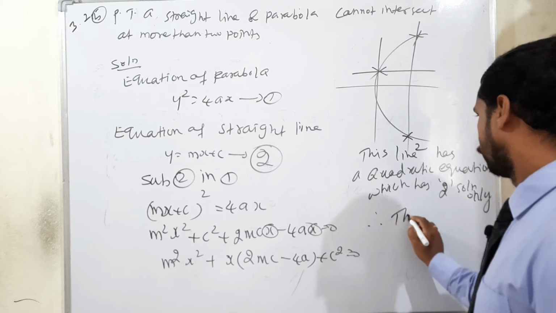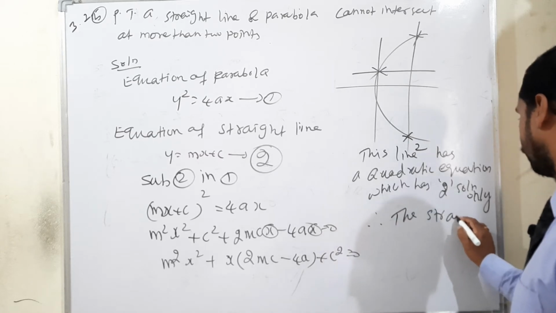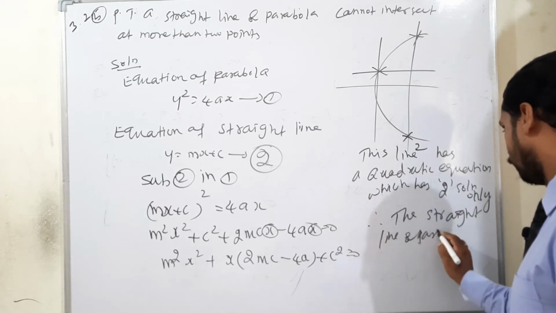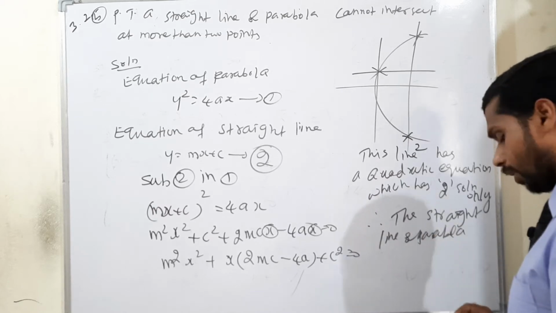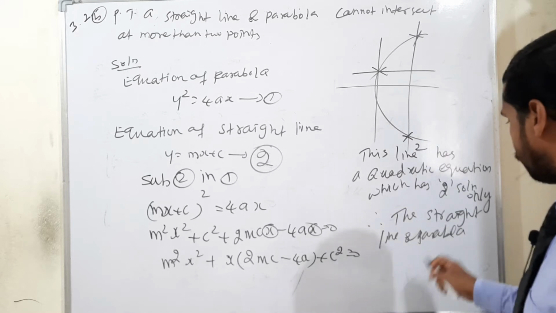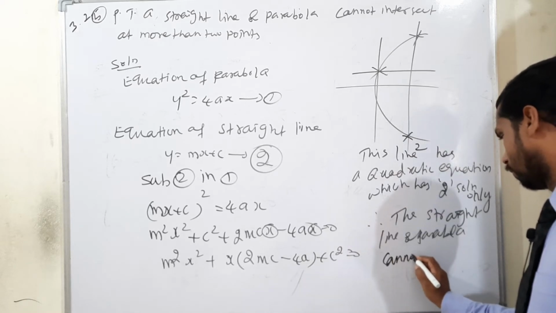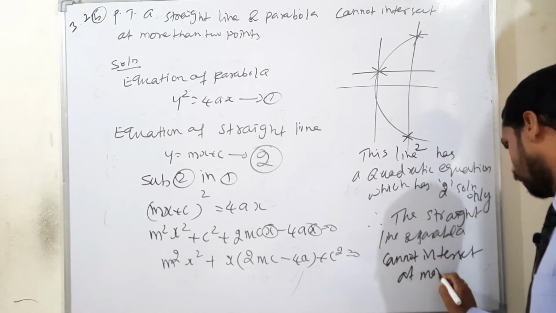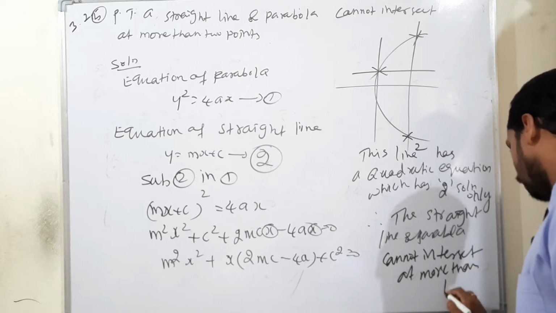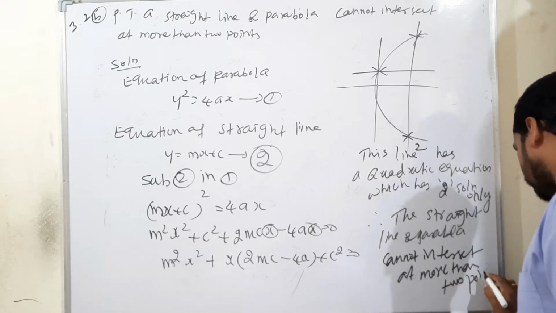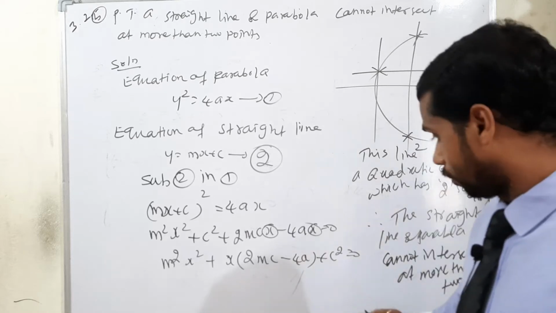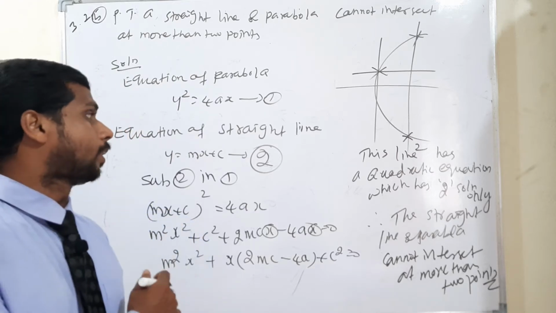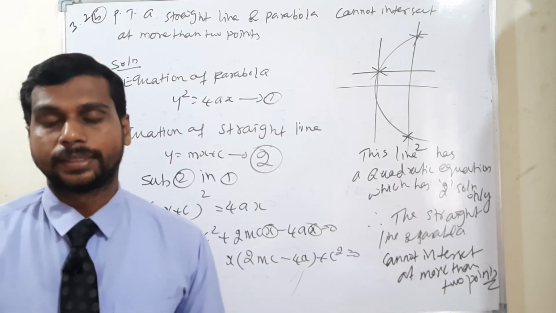Therefore, a straight line and a parabola cannot intersect at more than 2 points. Okay, so these are important points. You have to write this if you are asked such a type of question. Okay, so example 3.2 is also complete. I will continue with the next example.